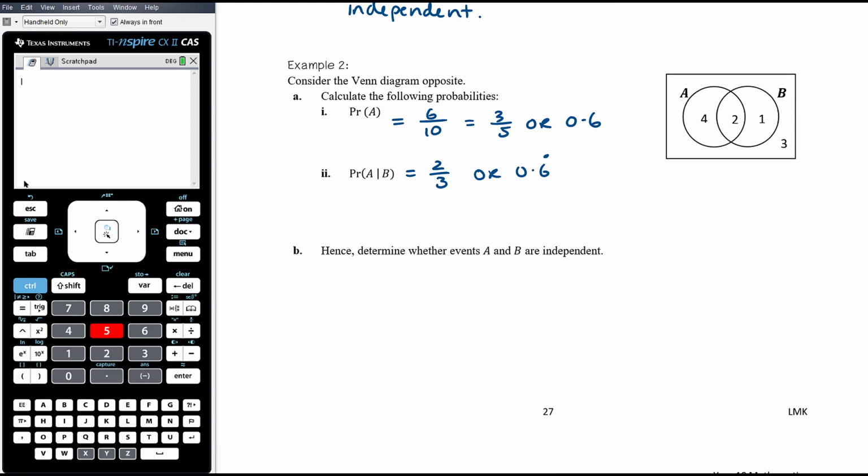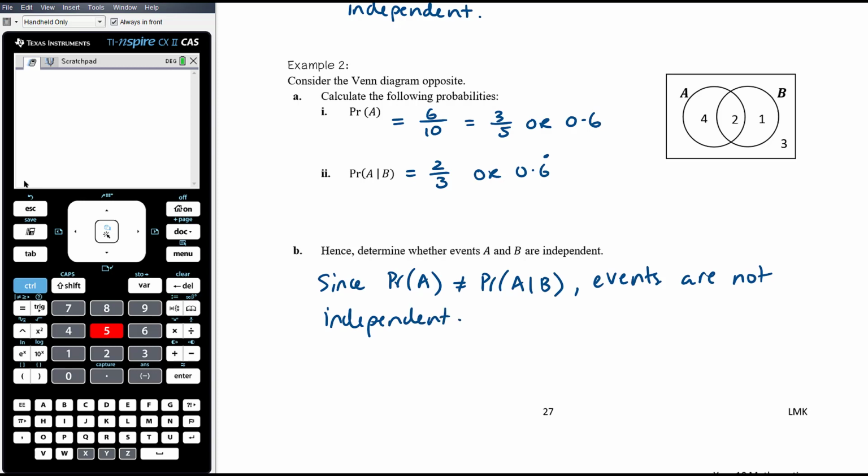Hence determine whether events A and B are independent. Since the probability of A does not equal the probability of A given B, the events are not independent. Sorry, I think I intended for one of those examples to show you independence, but that's okay.